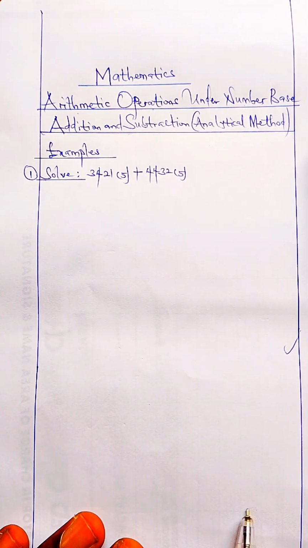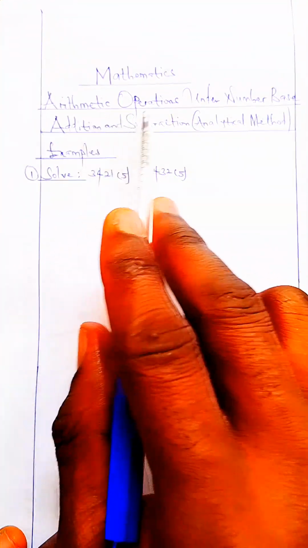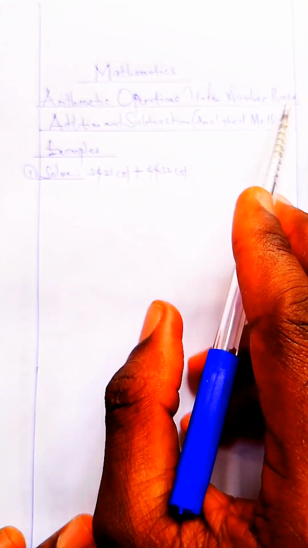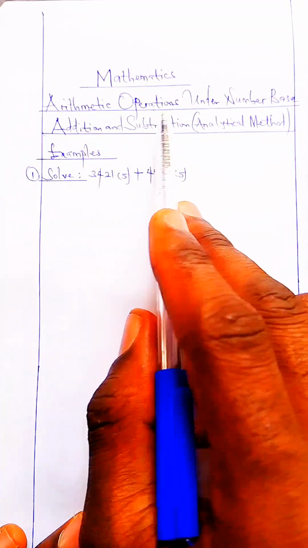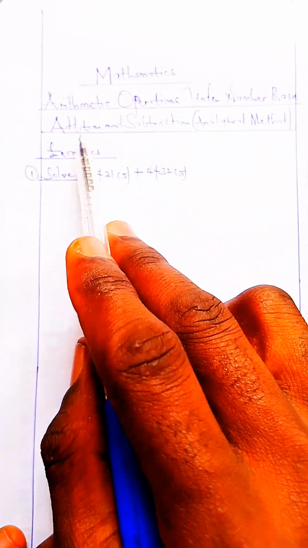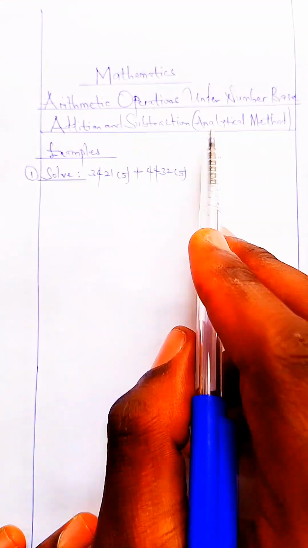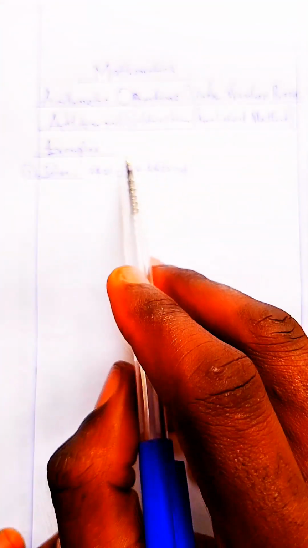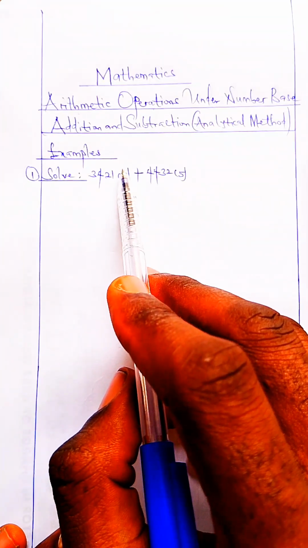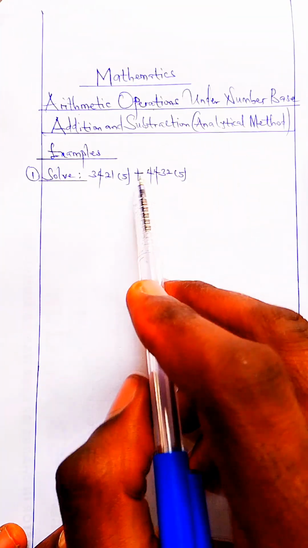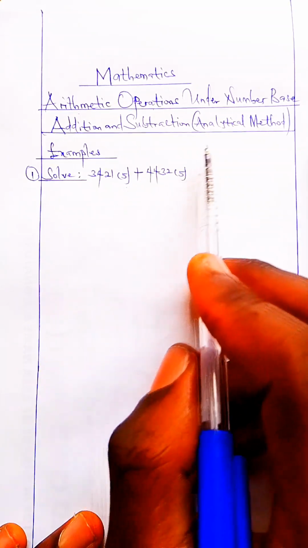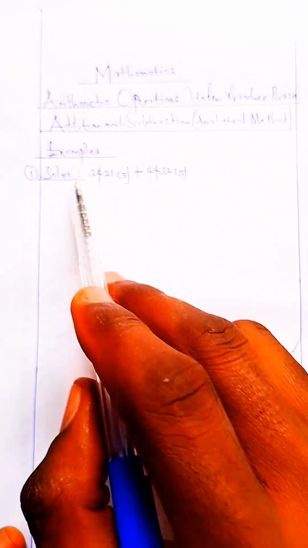Hello everyone. Today we are looking at arithmetic operations under number base. Under this operation, we are going to be looking at addition and subtraction using the analytical method. In the previous exposition, we worked on this using the direct method. So today we're going to be looking at how we can use the analytical method. So yeah, this is an example.